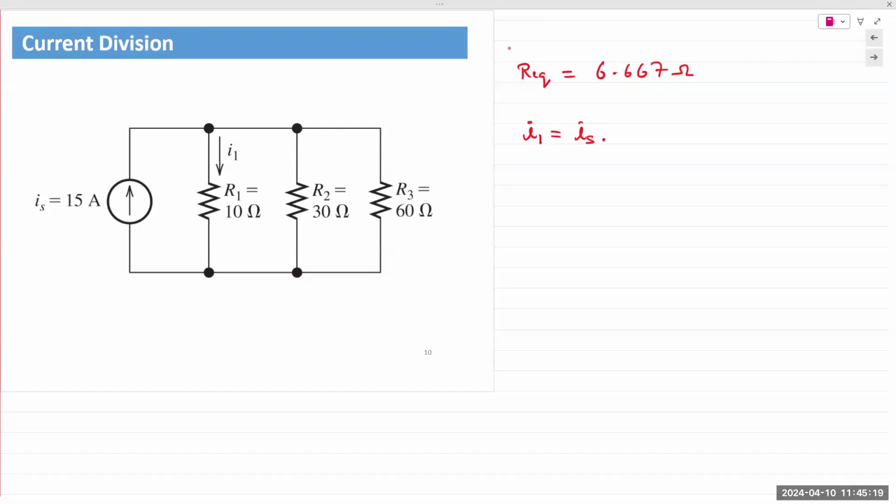I1 is IS times REQ over R1. IS is 15 amps. REQ is 6.667 divided by 10 ohms. What is the answer? I1 is, anyone? It's a nice round number. Absolutely.